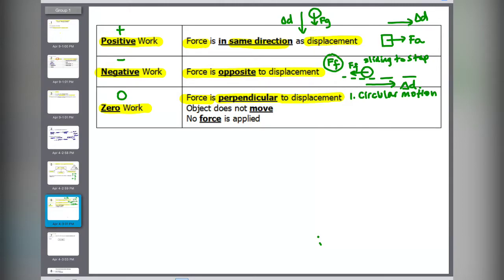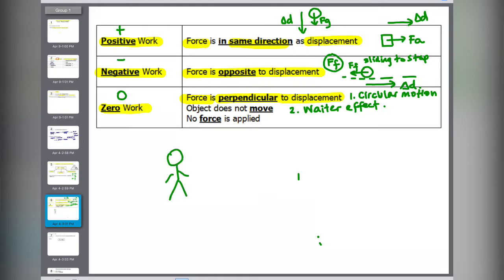If you're going in a circle, you can already say that the work has to be 0, okay? All right, the second example of a force that is perpendicular to a displacement, we call this the waiter effect. Okay, you'll be like, huh?